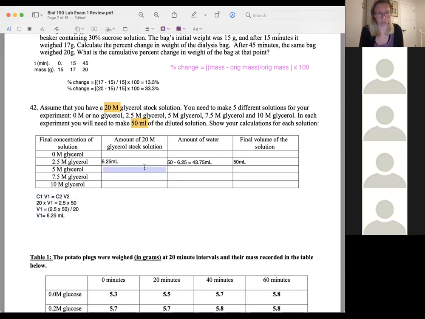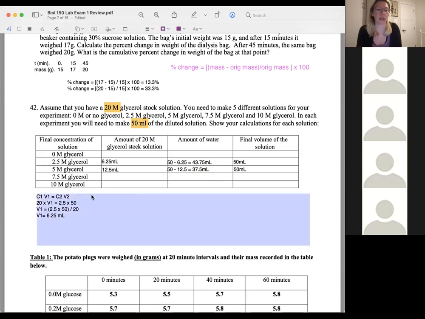$12.5 now. Yes, that is going to be 12.5. The final volume is still going to be 50. The amount of water will be 37.5 mL. Excellent. Yeah, 37.5 mL. Perfect. So again, C1 V1 equals C2 V2, another really helpful formula that you should memorize for this exam.